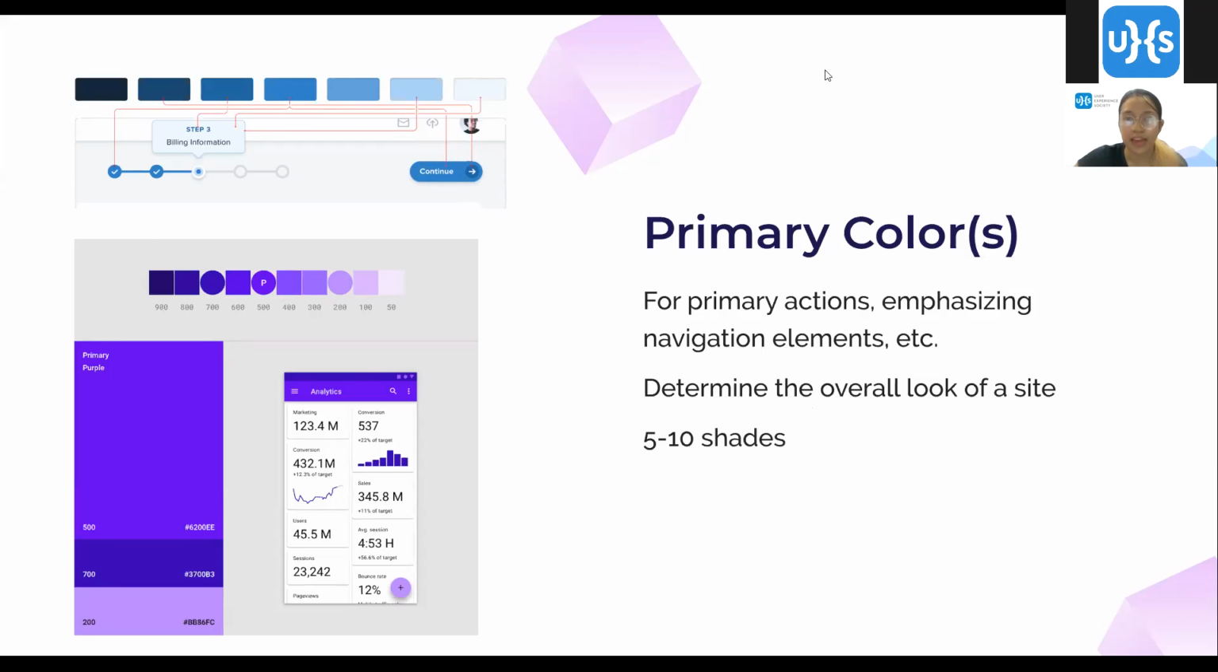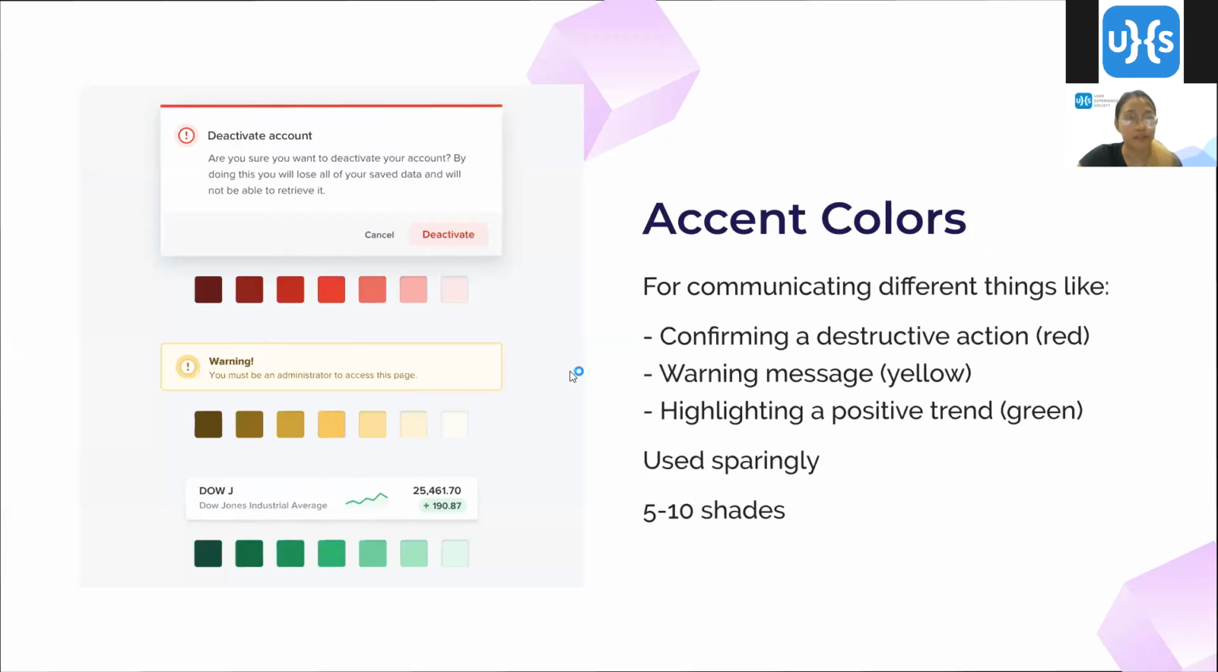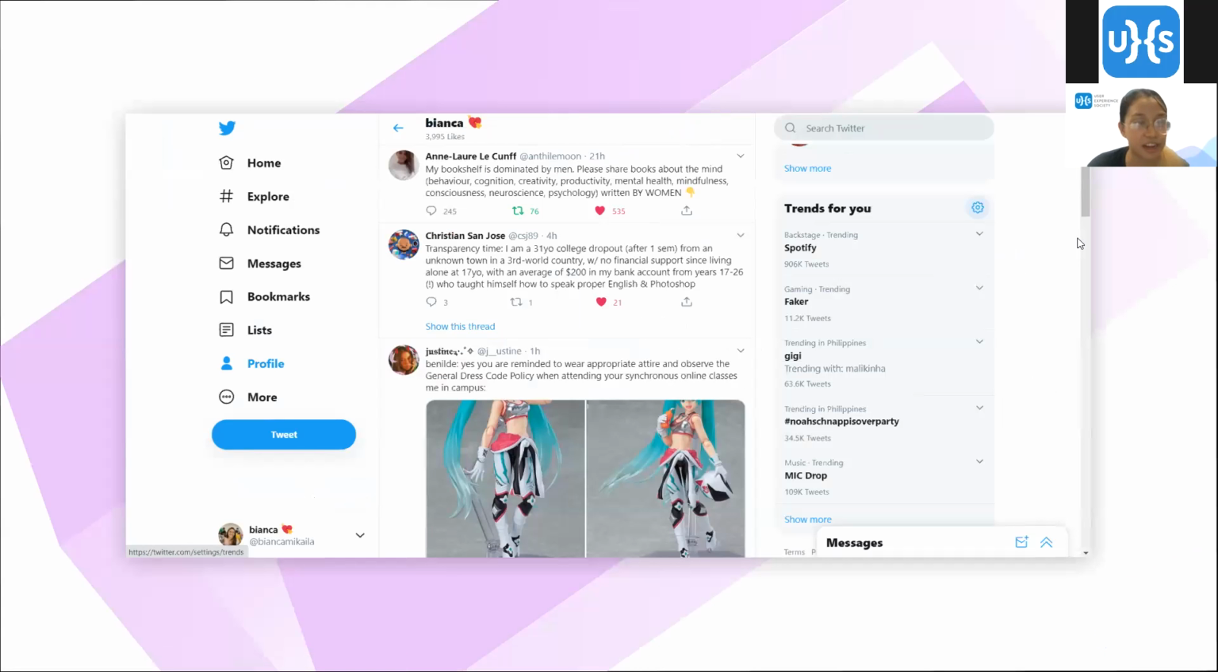And after those primary colors, the final part of the color palette is accent colors. These are used very sparingly, but they're important for communicating things. Like if you want to do a destructive action, which is red, if you're warning the user, which is yellow, or if you're showing a positive trend, like green. And you also need 5 to 10 shades for this. So as you can see here, even though it's technically one color, the different shades are used to make up the function of the UI.